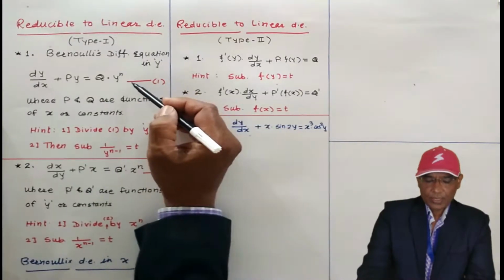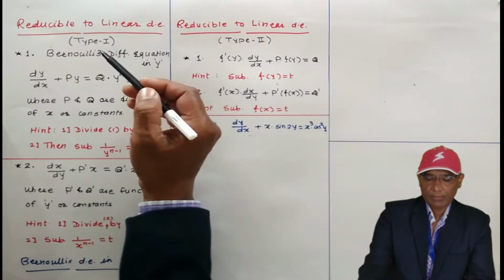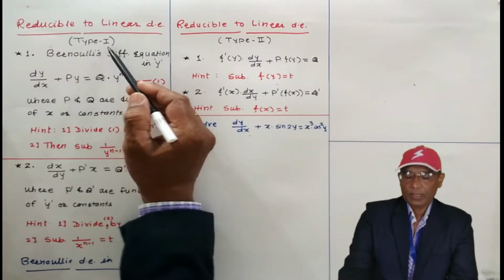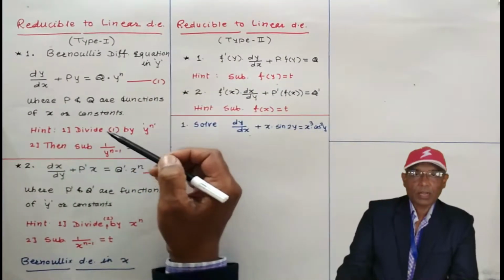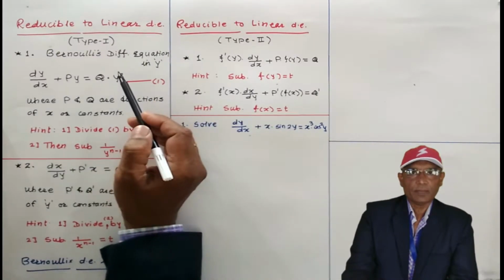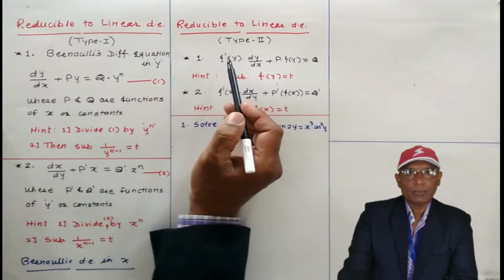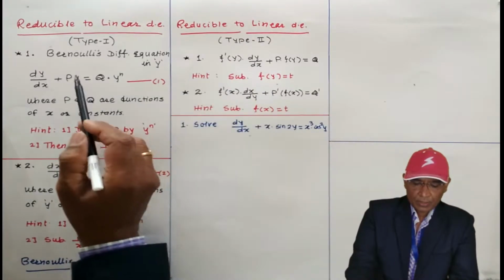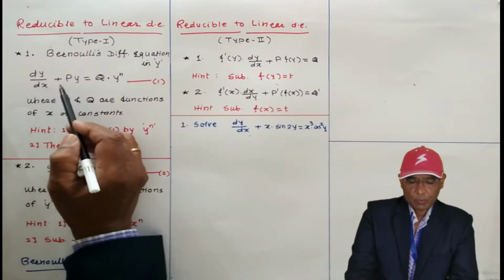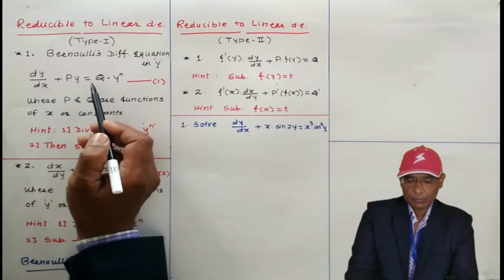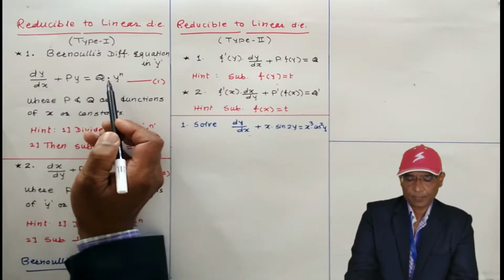This differential equation I have divided into two, type 1 and type 2. The type 1 differential equations are called Bernoulli's differential equation. The type 1 and type 2 I have given for our convenience only. What is Bernoulli's differential equation? dy/dx + py = q y^n.